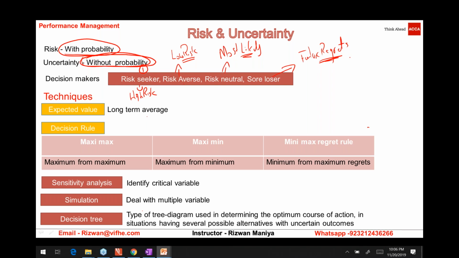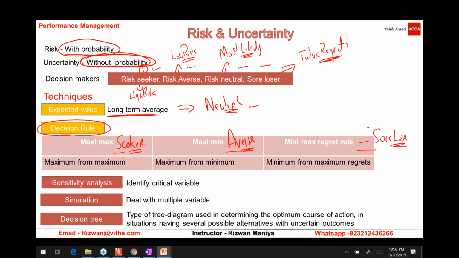Okay. Sorry, a risk neutral decision maker uses expected value. A risk seeker uses the maximax technique. Risk averse uses the maximin technique. A sore loser uses the minimax technique. I hope this is clear. I have easily fixed the four decision makers with four techniques. Expected value is a long-term average, used by risk neutral; maximax by seeker, maximin by averse, minimax by sore loser. This is known as a decision rule.